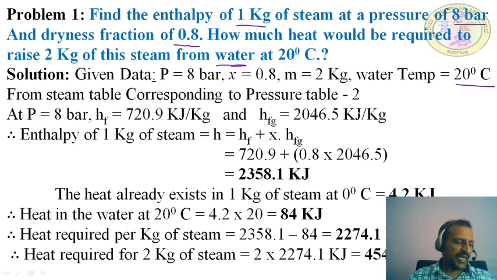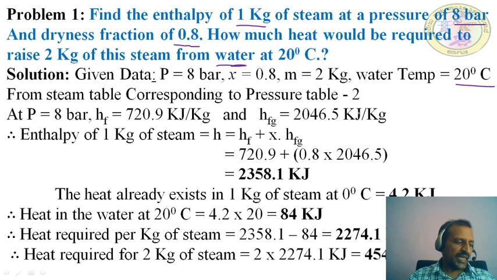So the water is now here at 20 degrees Celsius. To calculate this, multiply 4.2 into 20. So you will get 84 kilojoules. 84 kilojoules is the heat already you have supplied. Right? Now the heat required per kg of steam. Per kg, remember, per kg.